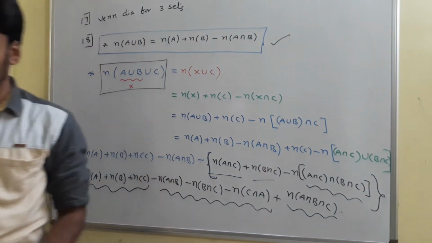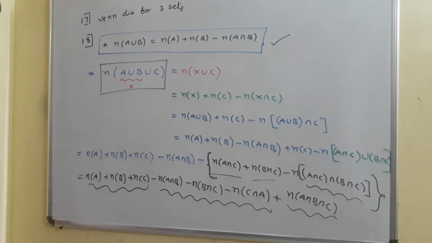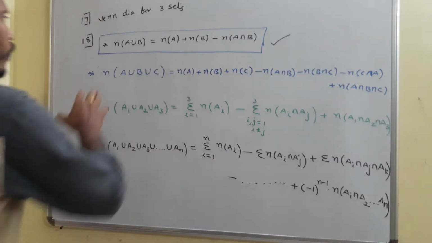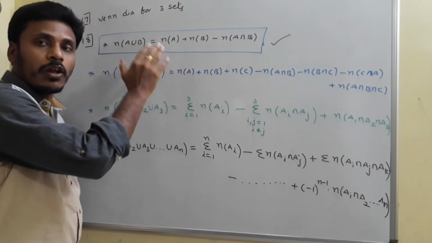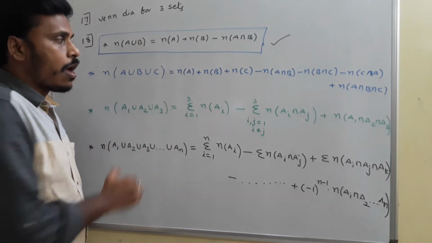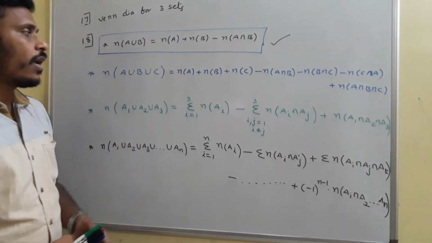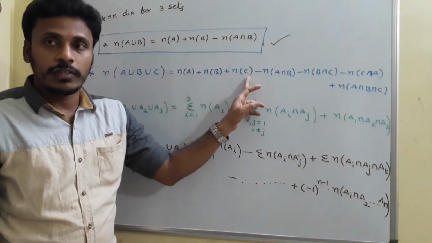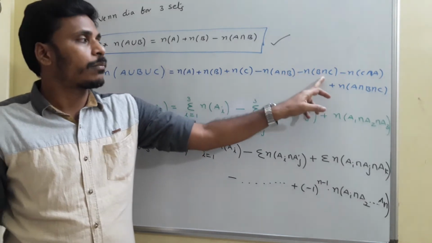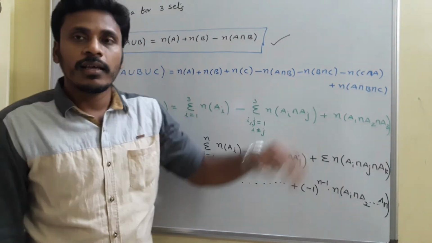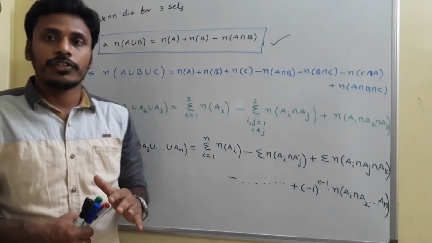Just have a look. Once again at the end, for two sets it is very clear that n of a union b is equal to n of a plus n of b minus n of a intersection b. For three sets, we derived that n of a union b union c is n of a plus n of b plus n of c minus n of a intersection b, n of b intersection c, minus n of c intersection a, plus n of a intersection b intersection c.